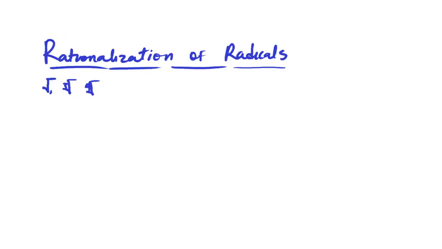Whenever we see them in any expression, it is very important that one knows how to eliminate them. So rationalization of radicals basically means eliminating radicals from the denominator. I'm going to be showing two cases that can be used to rationalize radicals. So let's consider case one.